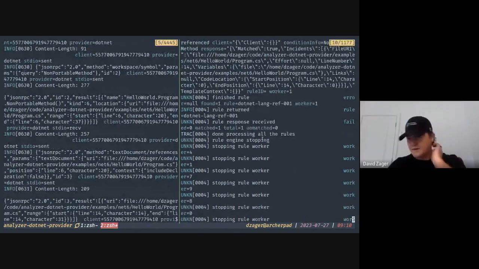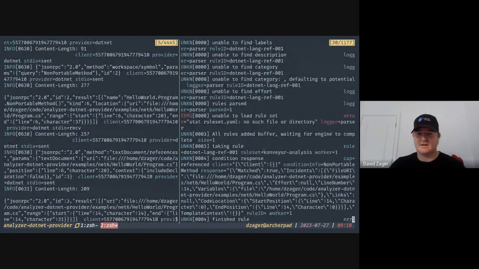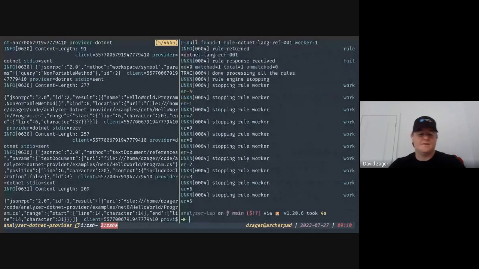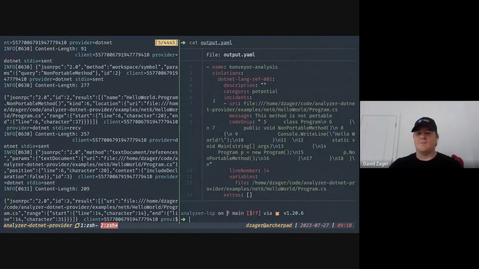On the analyzer side, what you can see is that we match this rule, and it's associated with a file URI, and it has a position. And if I show you the output YAML, we even get a code snippet of the lines that are associated with the incident. So it is a very toy example. But I think it shows what we're after.